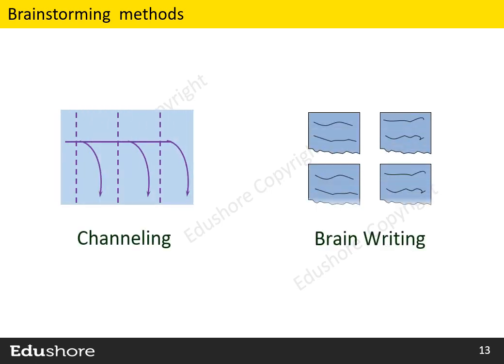There are 2 methods or approaches for brainstorming in improve phase: channeling and brainwriting. We may follow any approach to explore solutions for the root causes of our project Y.